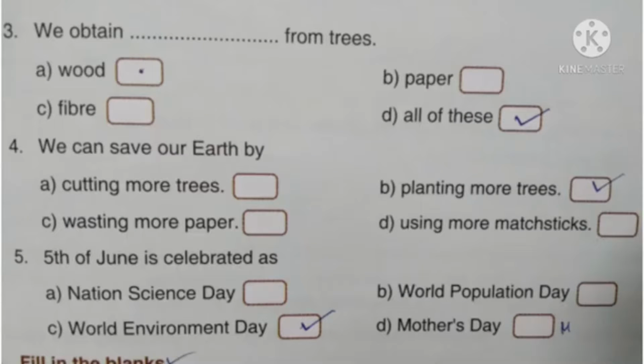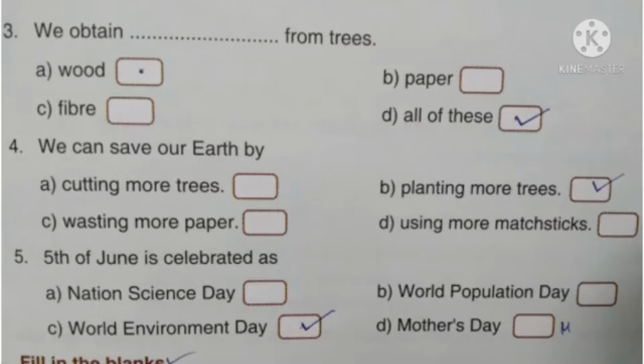4. We can save our earth by A. Cutting more trees. B. Planting more trees. C. Wasting more paper. And D. Using more matchsticks. We can save our earth by, the answer is B, planting more trees.